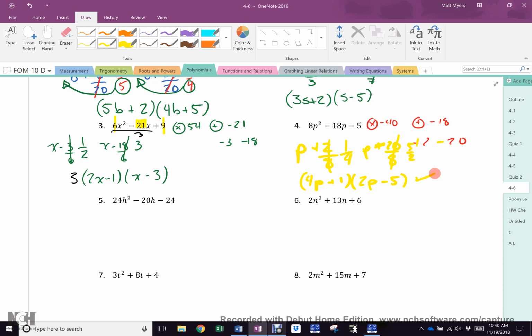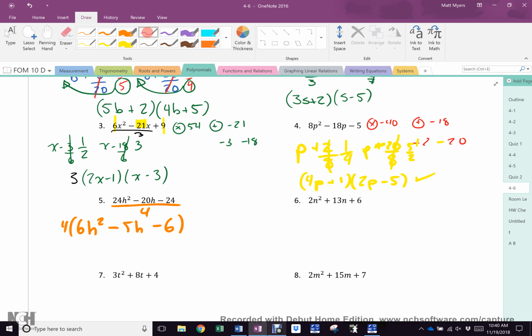What bothers me about number 5? The 24 bothers me. Can I get rid of it? Yes. Not the 24, but I can get rid of what? 4 of it. So 4 goes to the front. What's this? 6h squared minus 5h minus 6.